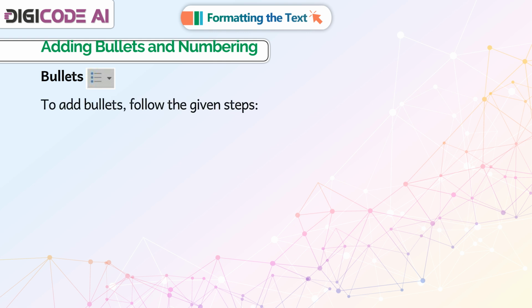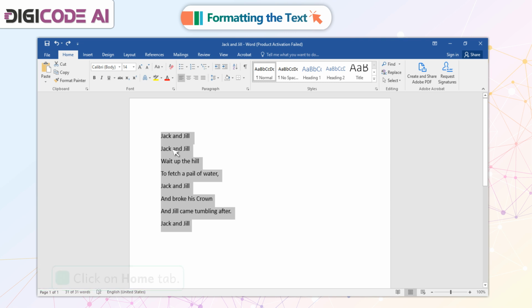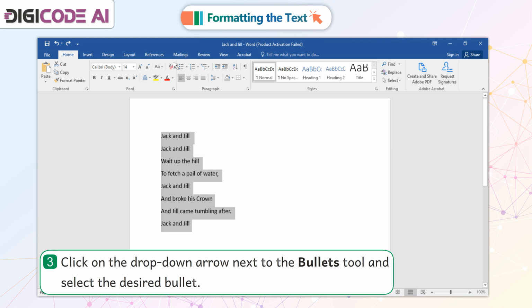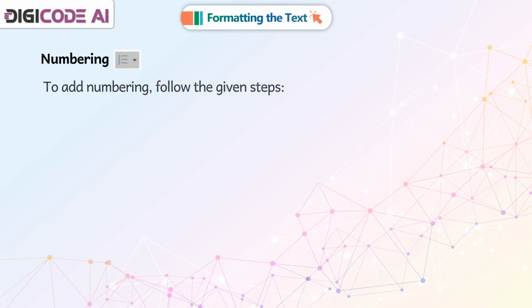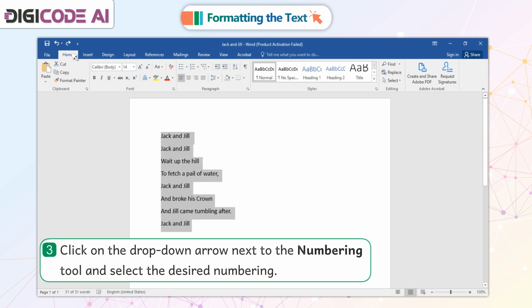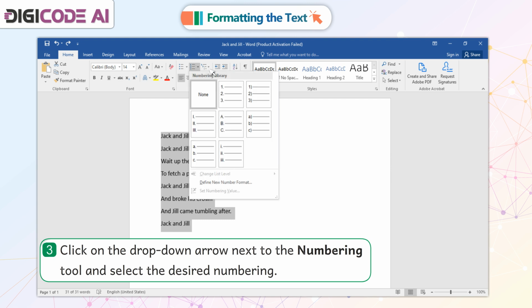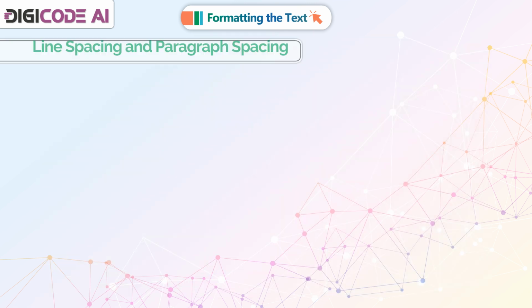Bullets. To add bullets, follow the given steps. 1. Select the text. 2. Click on Home tab. 3. Click on the drop-down arrow next to the Bullets tool and select the desired bullet. Numbering. To add numbering, follow the given steps. 1. Select the text. 2. Click on Home tab. 3. Click on the drop-down arrow next to the numbering tool and select the desired numbering.